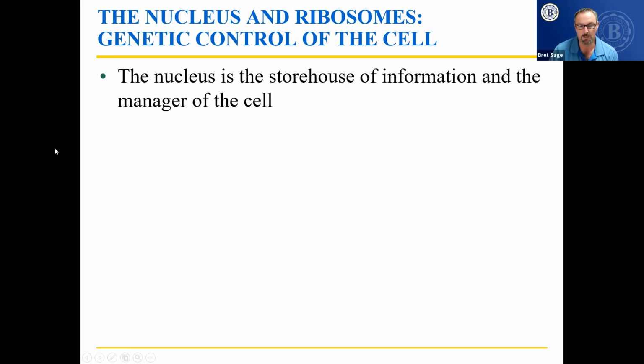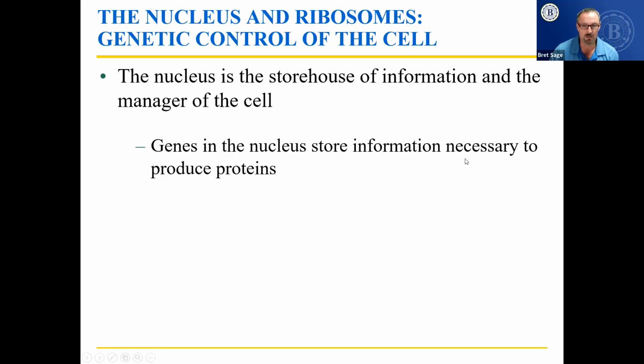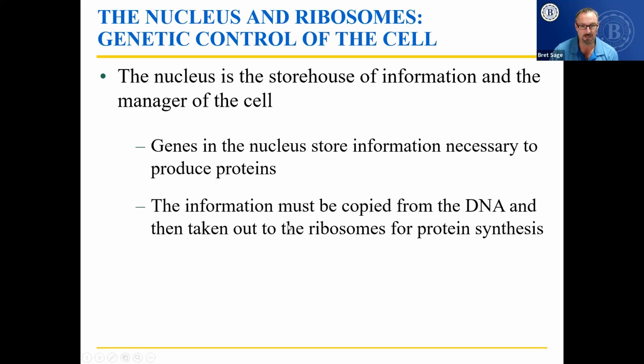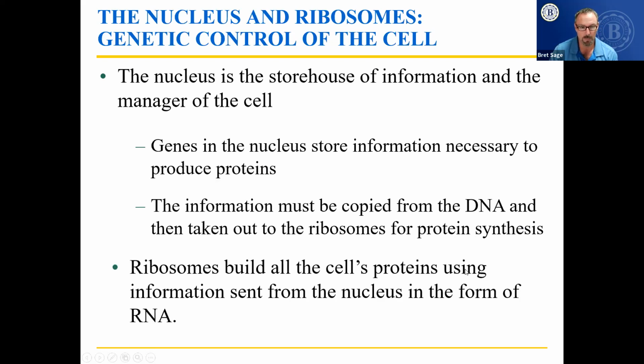The nucleus. The nucleus is the storehouse of information, the manager of the cell. It controls how the cell behaves. Genes in the nucleus store information necessary to produce proteins. That's the main function of the DNA and genes in our cells. This information must be copied from the DNA and then taken out to the ribosomes for protein synthesis. I'll be talking about how protein synthesis works here in just a little bit.